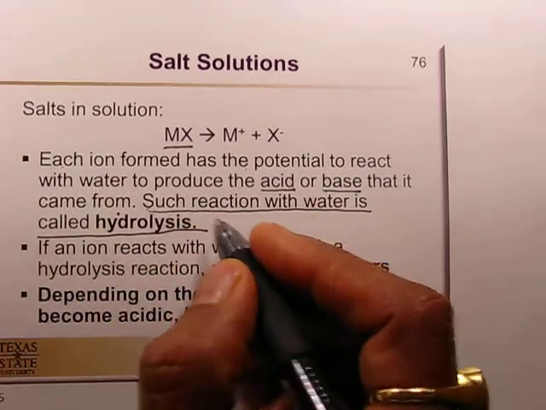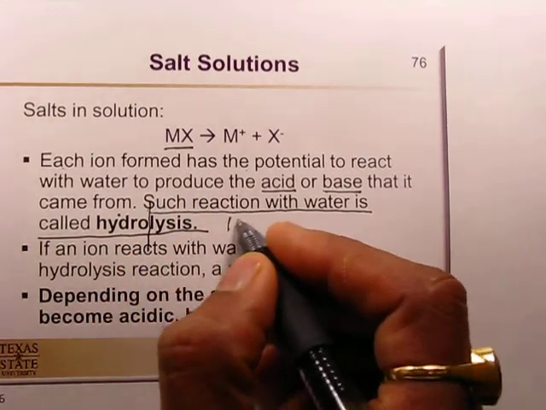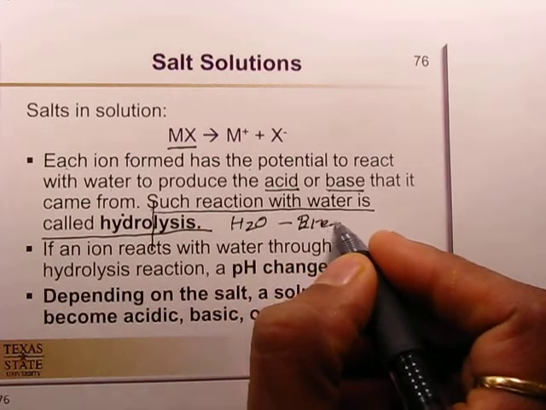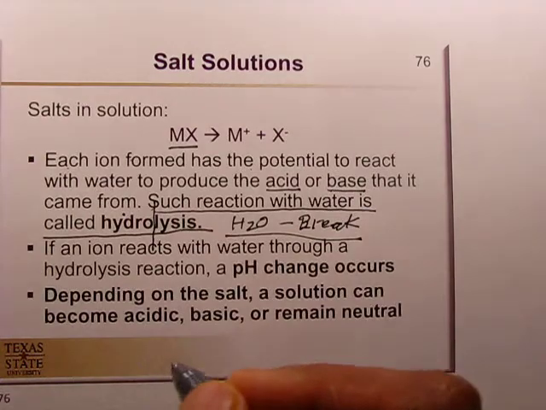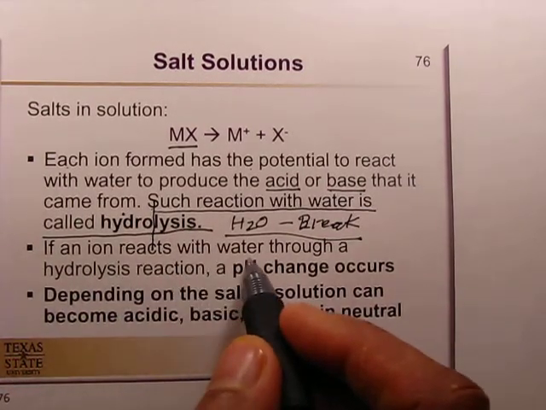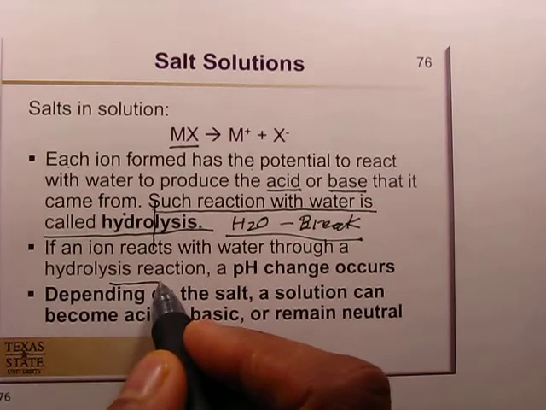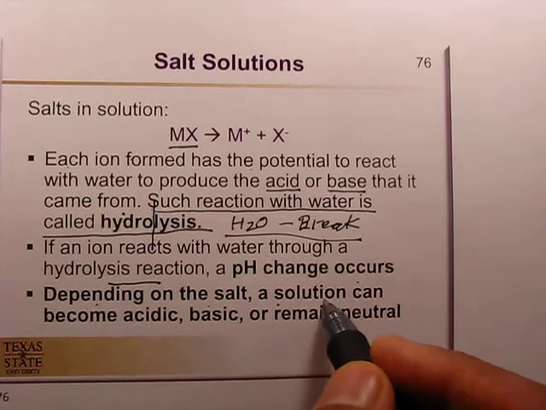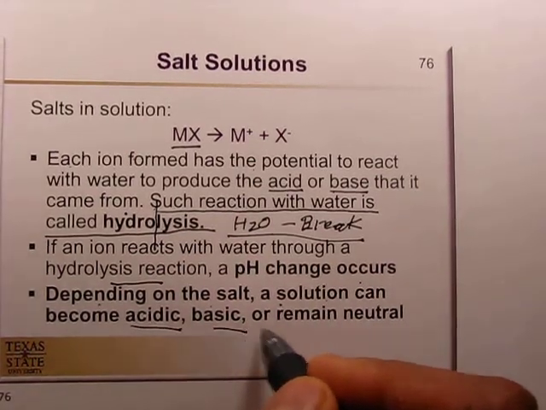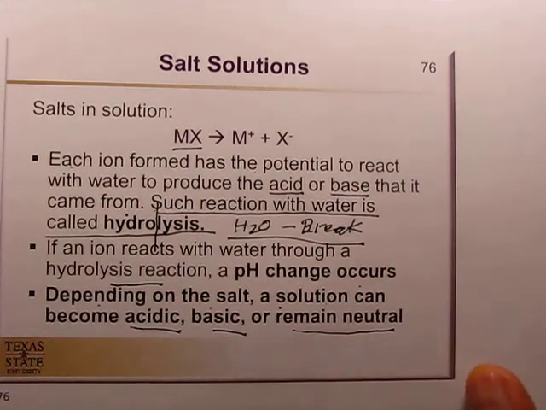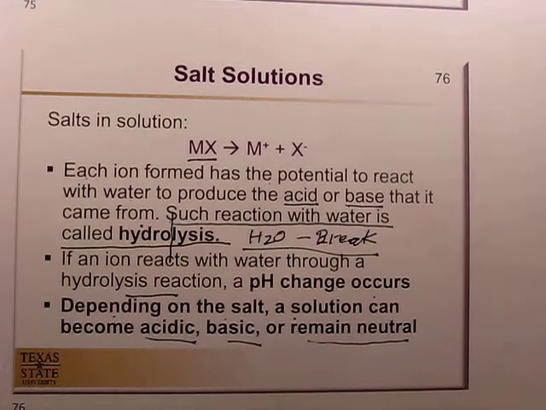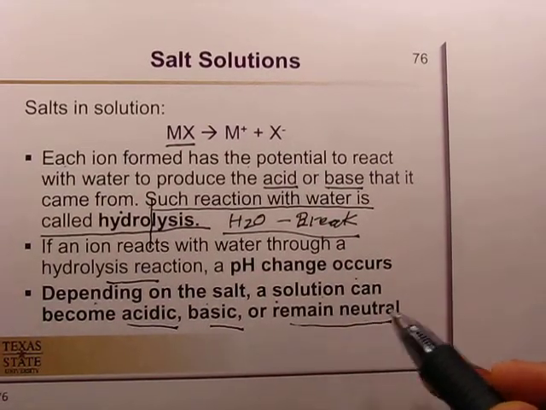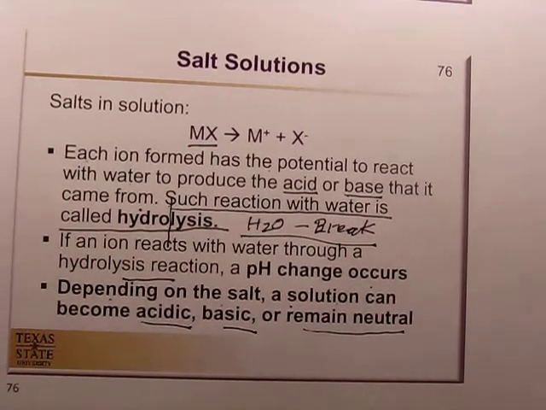Hydro means water, and lysis means breaking, right? So water breaking. If an ion reacts with water through a hydrolysis reaction, a pH change occurs. Depending on the salt, a solution can become acidic, basic, or remain neutral. So how can we decide which salt will produce an acidic solution, which salt will produce a basic solution, and which salt will give a neutral solution when it is dissolved in the water?